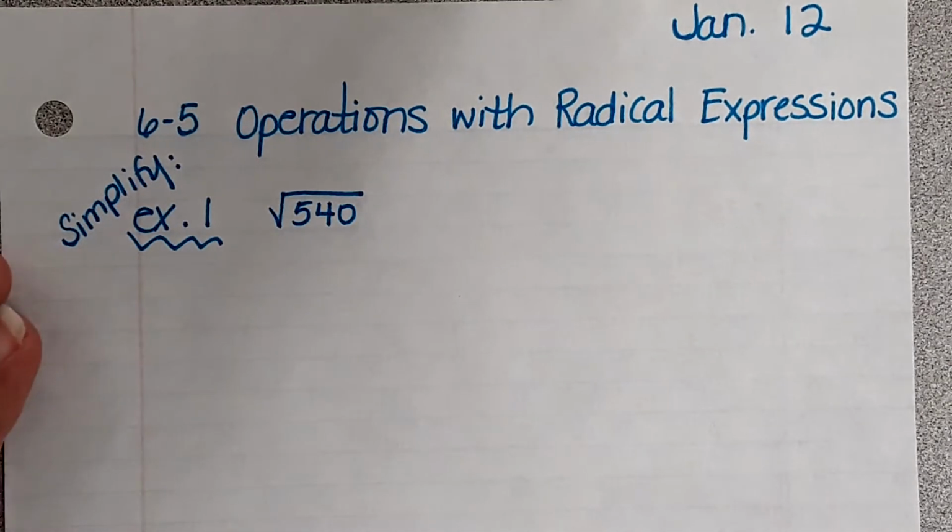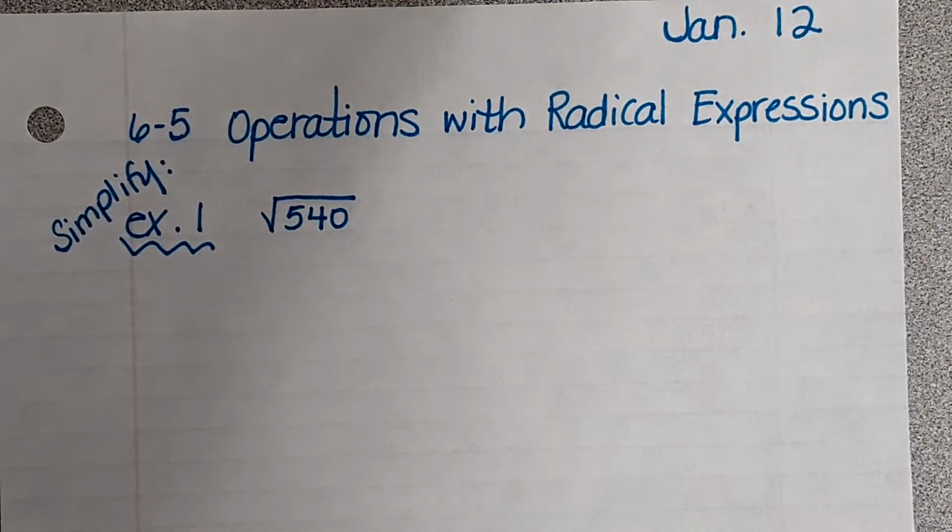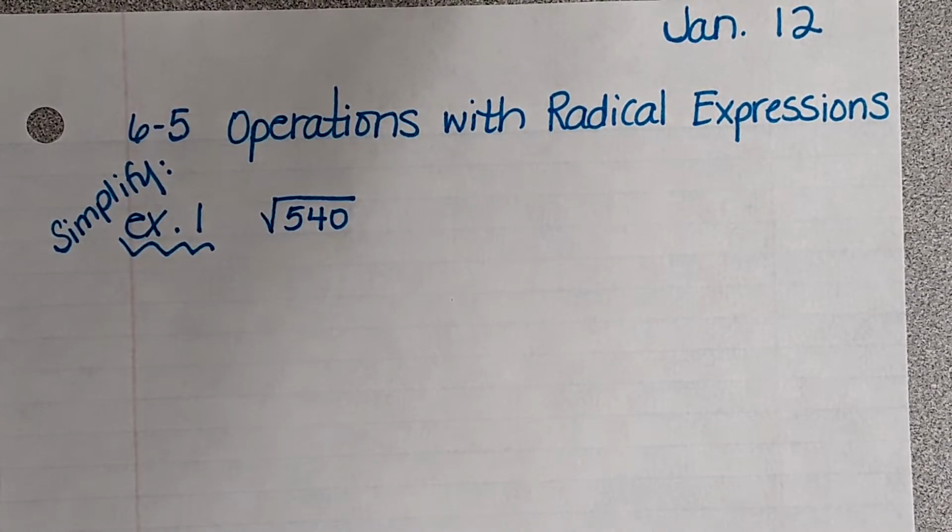Okay, so we're going to simplify the square root of 540. If you looked at your chart, you would know that 540 is not on it. Now there are some calculators that will simplify this for you. On the test, you will not be able to use that type of calculator, okay? So you have to know how to do this.